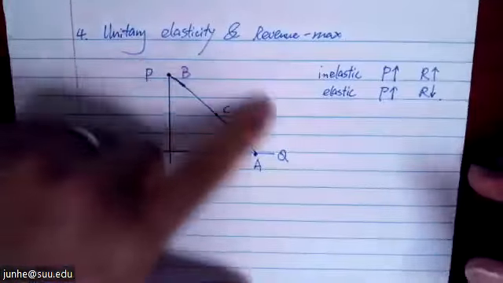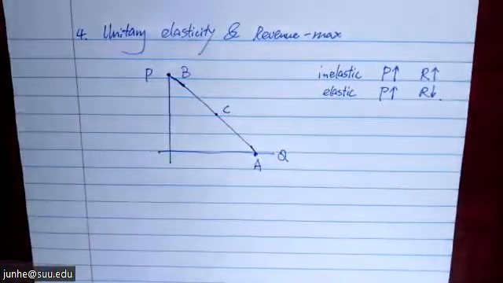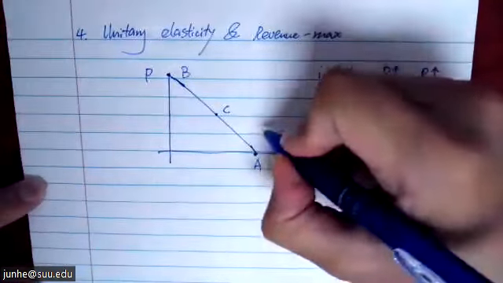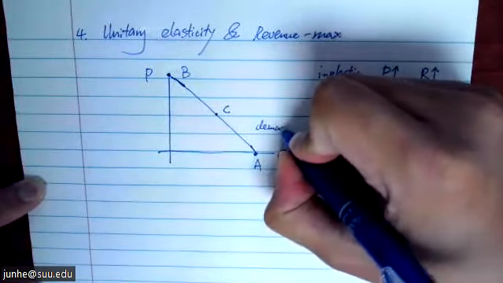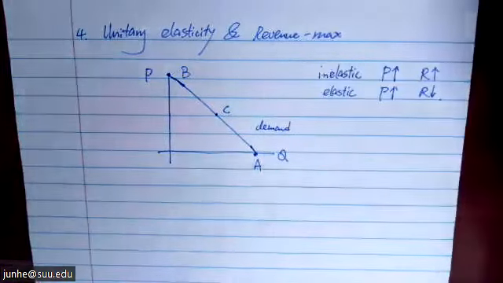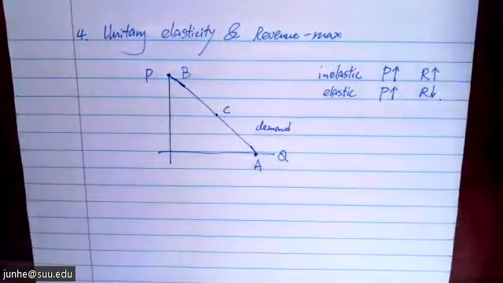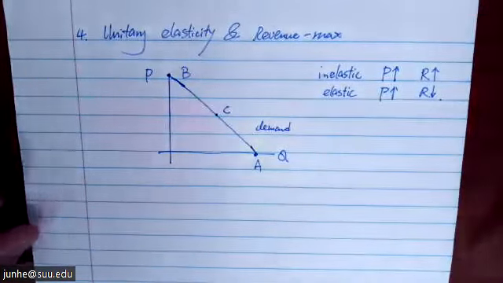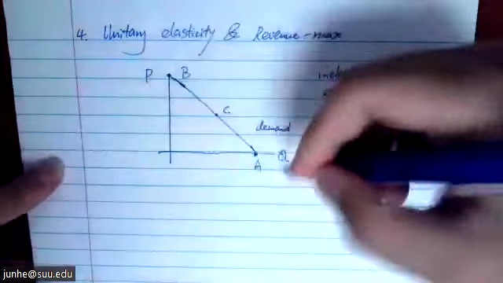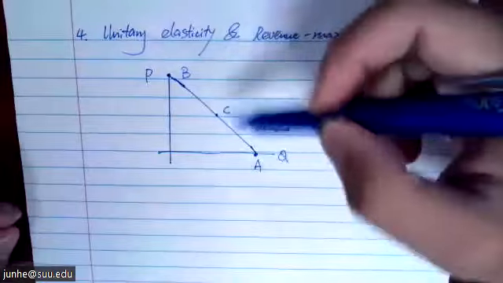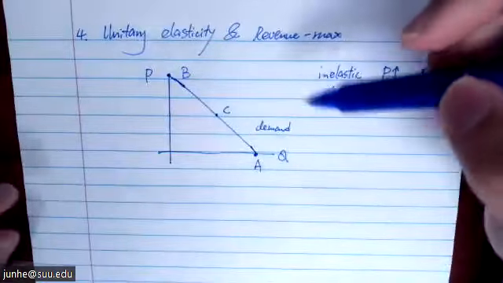So now let's look at this line. This is a demand line, actually an inverse demand line, because P is here on the vertical axis. For a line like this, we will have the slope. For a line, the good thing is the slope is fixed.